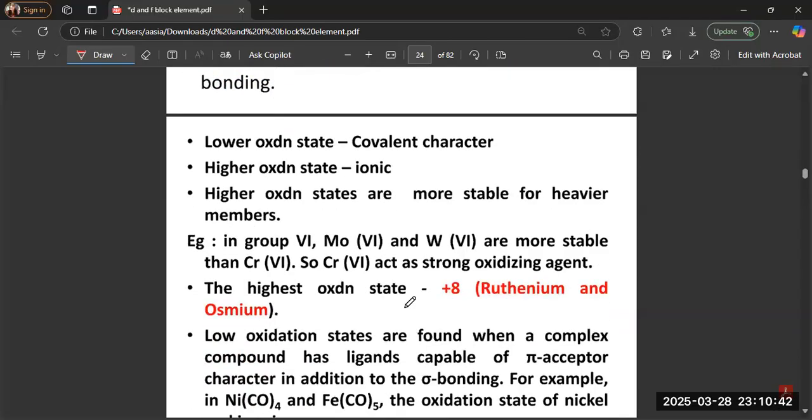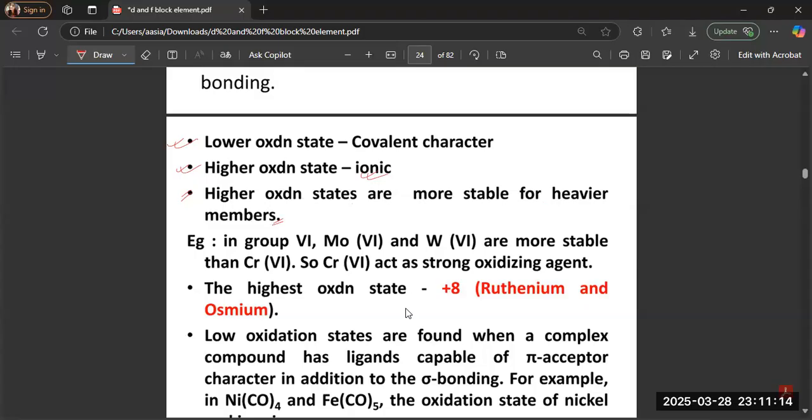Now if the element has a lower oxidation state, it will show covalent character, just remember that. And if it exists in a higher oxidation state, it will form ionic bonds, meaning its character is ionic. And we know that higher oxidation states are more stable in the heavier members.